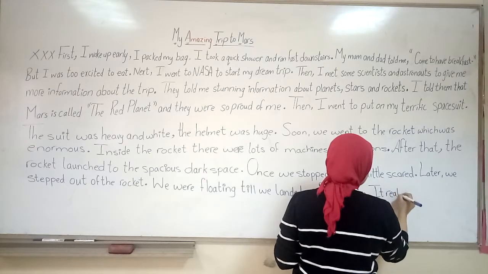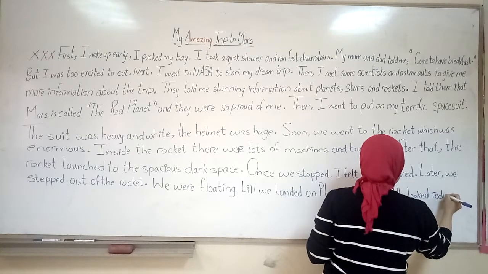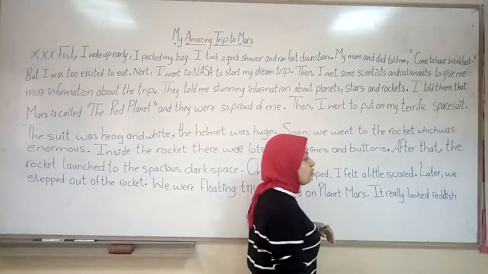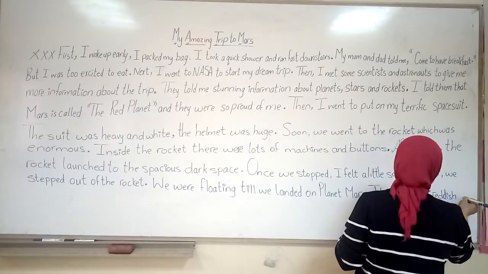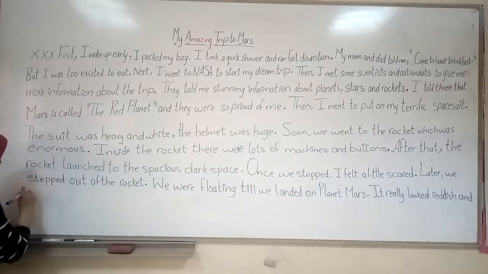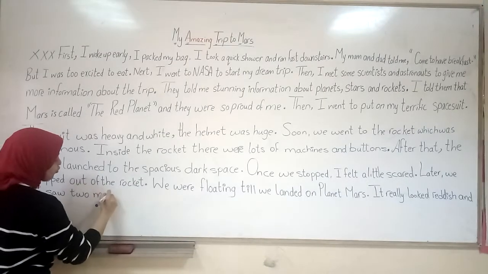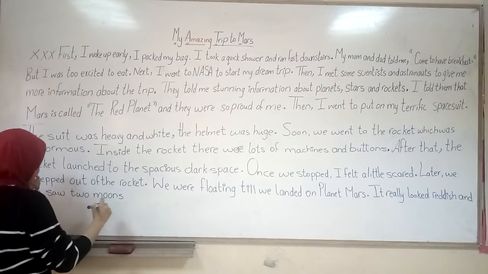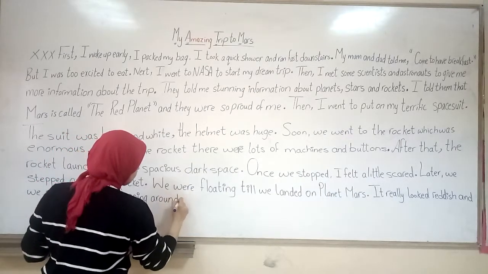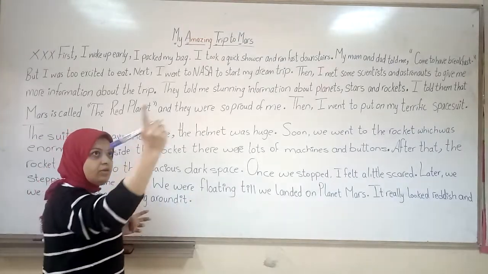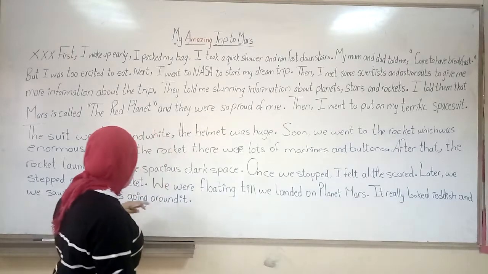It really looked reddish. Because you know it is called the red planet because it looks reddish. It really looked reddish. And we saw two moons going around it. You know, we have a moon that we see at night here on Earth. On Mars, there are two moons going around it.